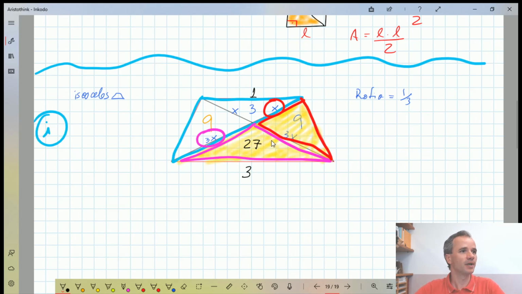30, right? 30 plus 18, 48. So the whole area, the area is going to be what? 30, 48, right? So 48. So this is one way to solve it.